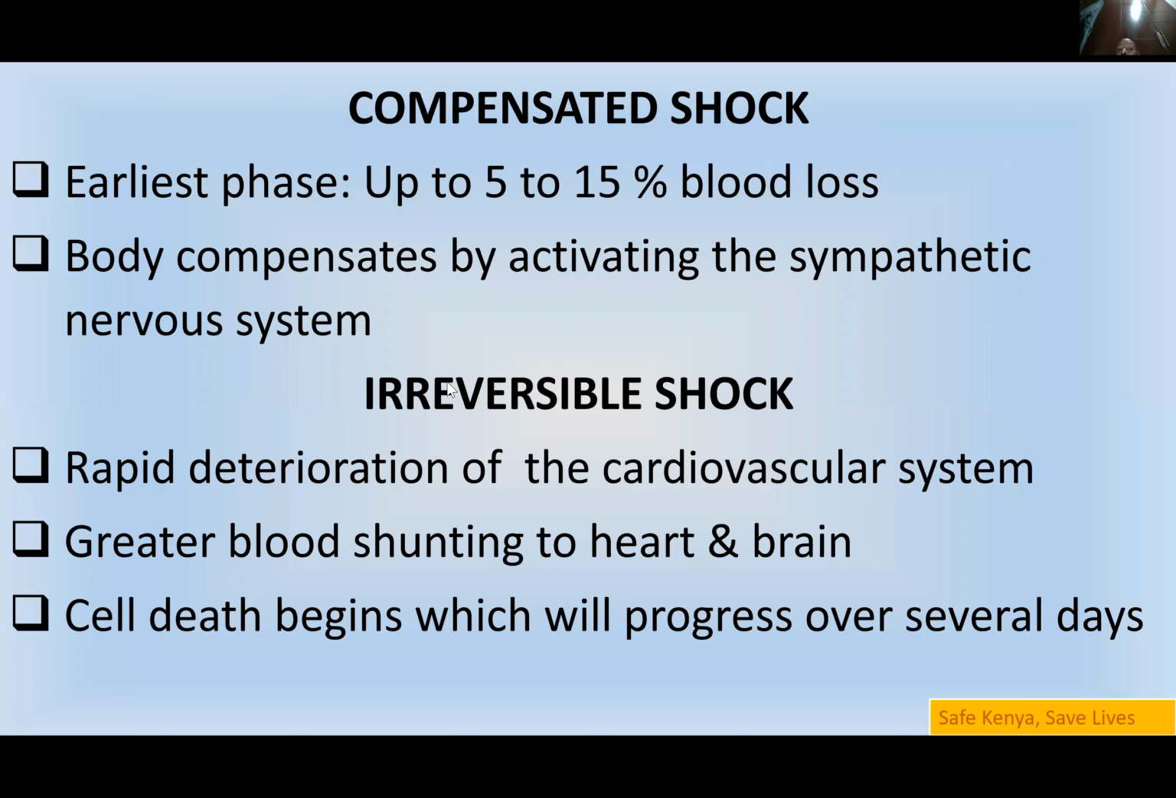Then you have your irreversible shock, which is the rapid deterioration of the cardiovascular system. It means everything is shutting down. So when your body goes into shock, it tries to pull the blood away from the peripheral area. It takes everything from your limbs and shunts it down to your vital organs, your lungs, your brain, your trunk area. It wants to perfuse the organs first before it'll perfuse your limbs.